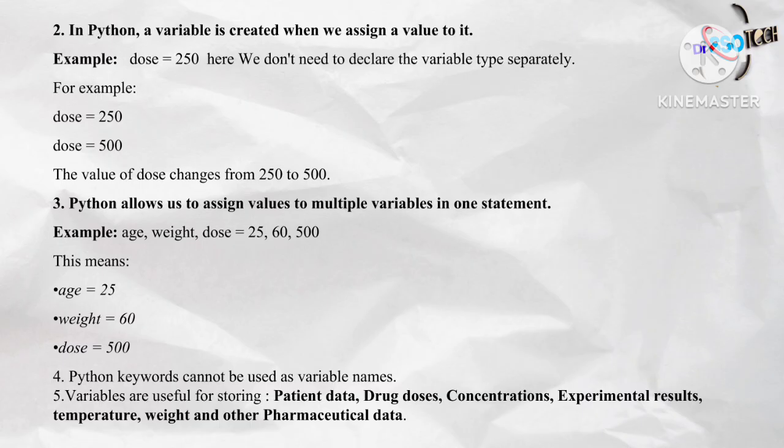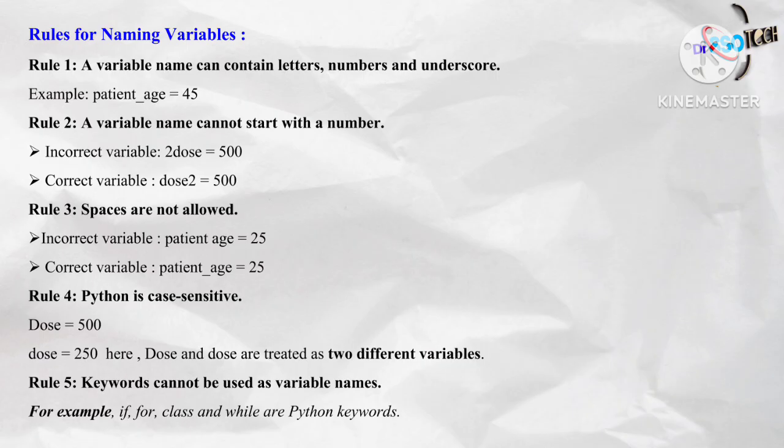4. Python keywords cannot be used as variable names. 5. Variables are useful for storing patient data, drug doses, concentrations, experimental results, temperature, weight, and other pharmaceutical data. Next, we will see what are the rules for naming variables. Rule 1. A variable name can contain letters, numbers, and underscore.